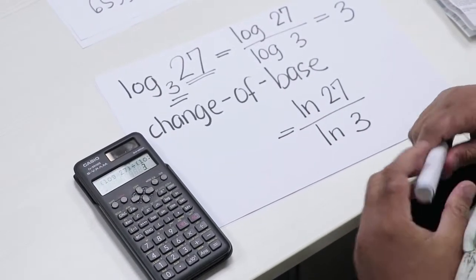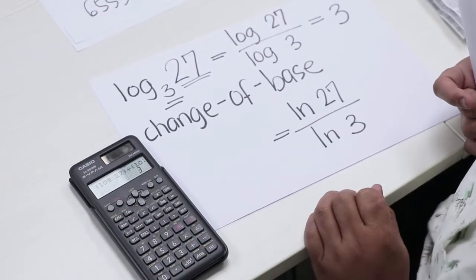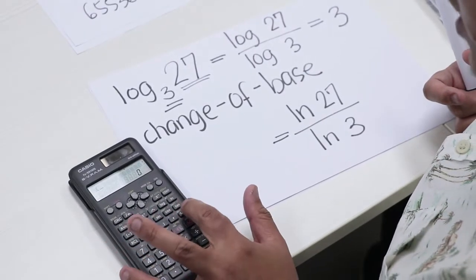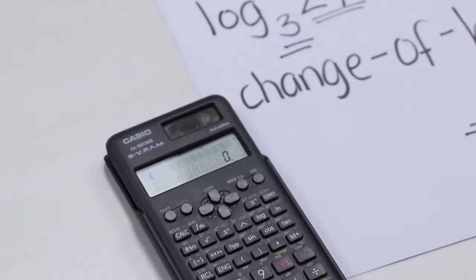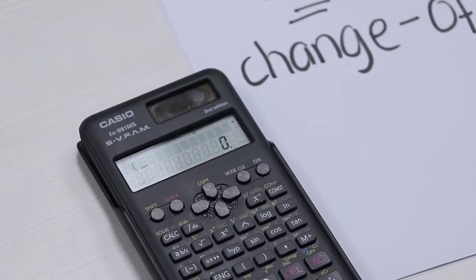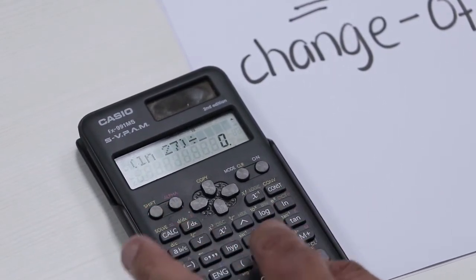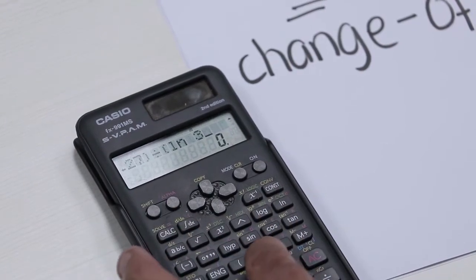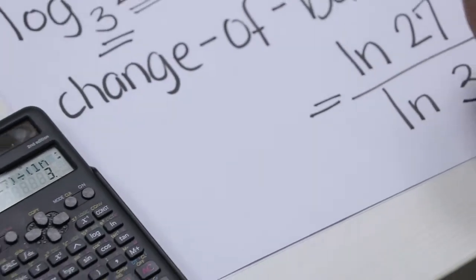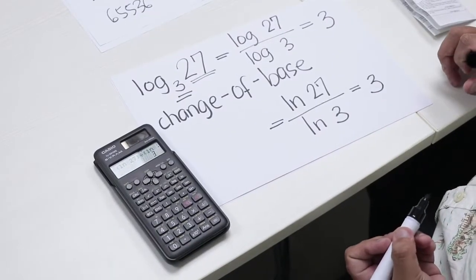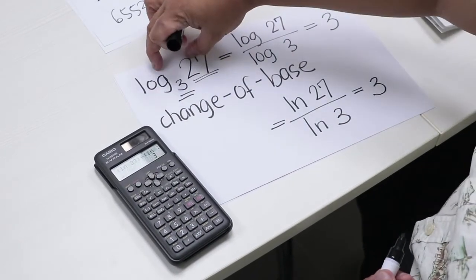This right here is also calculable, because it has the ln function. So we use the ln function right here, ln meaning logarithm base e. So ln 27 divided by ln of 3 equals, again, right here. You see the answer is the same, and it's also equal to the original one.